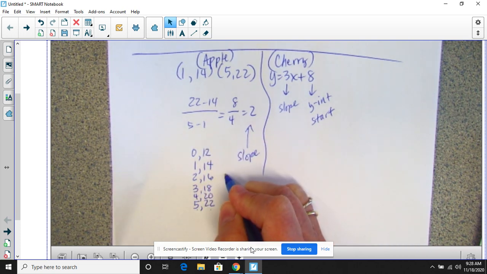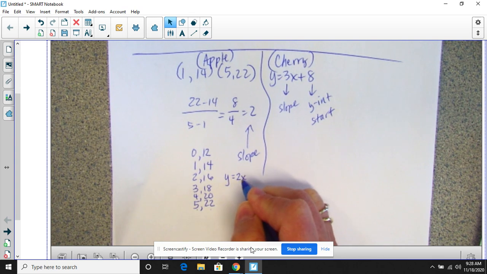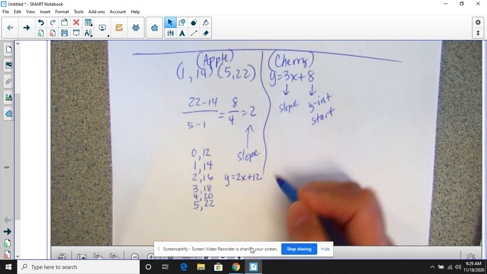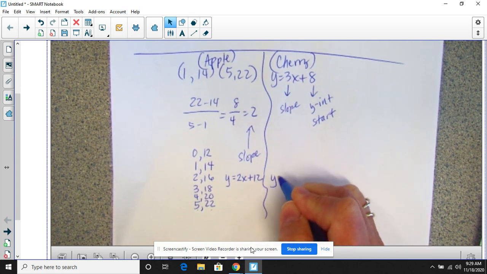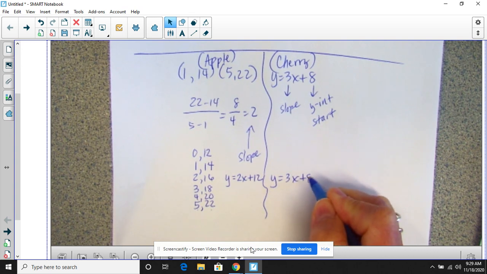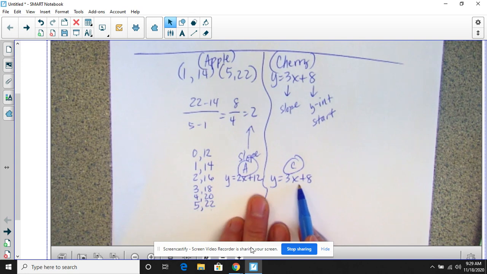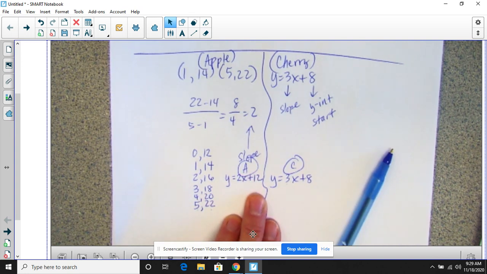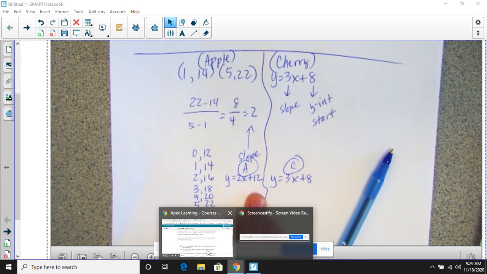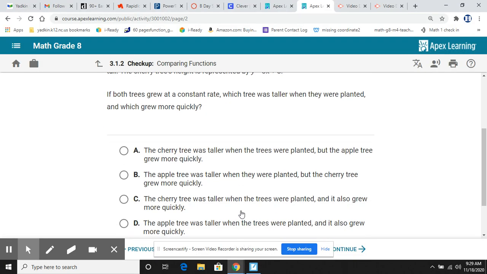So if we were going to write this equation, it would be y = 2x + 12. And for the cherry tree, it's y = 3x + 8. This is the apple tree. This is the cherry tree. So the cherry tree grows faster, but the apple tree was taller when it started. So let's see which answer says that.